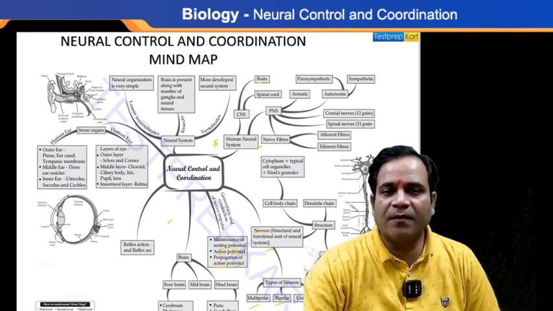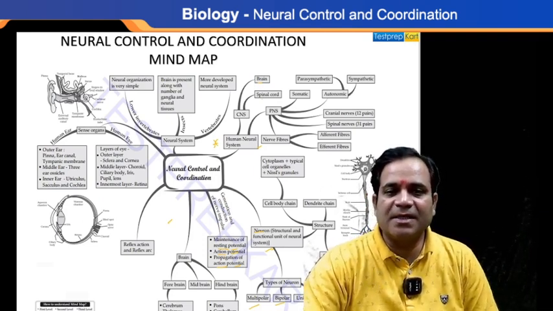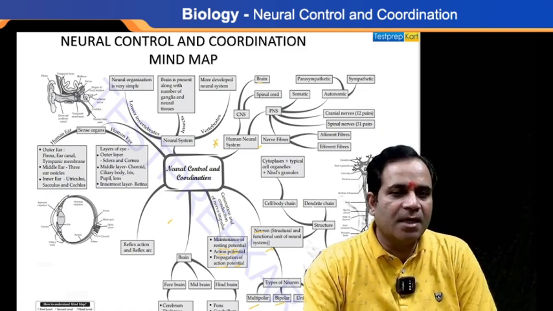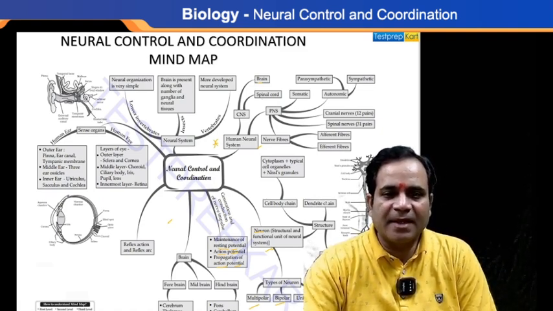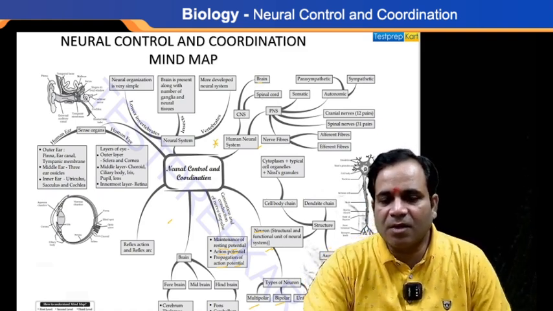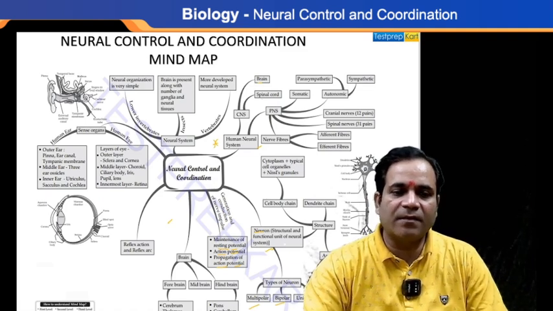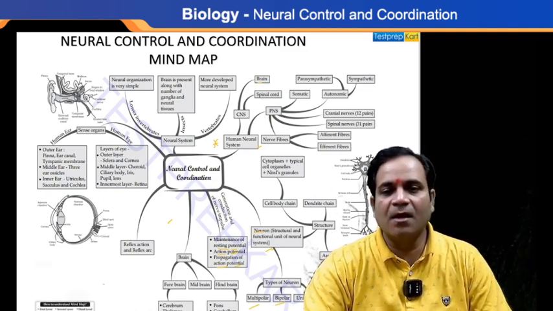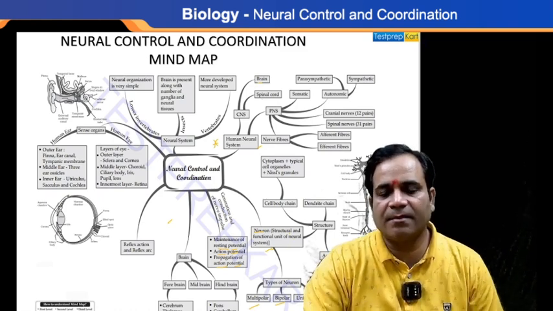Here is the diagram of the neuron. The cytoplasm, typical cell organelles, Nissl granules, these are all parts of the neuron, my dear. Dendrite structure, axon structure. Yes or no? If anybody asks you what a neuron is, you say the neuron is the structural and functional unit of the nervous system.